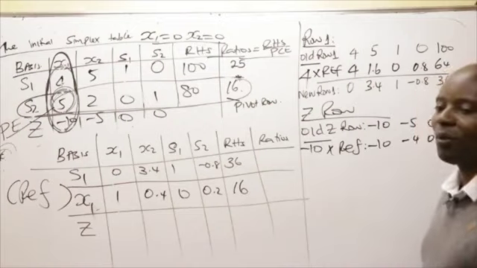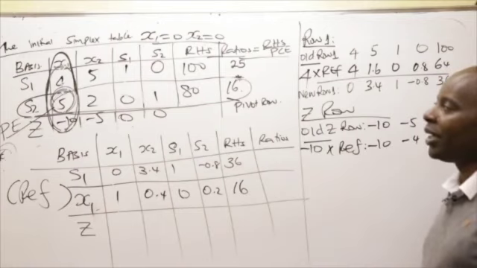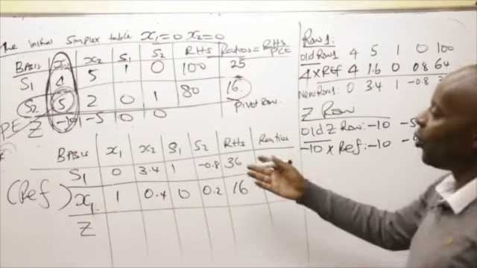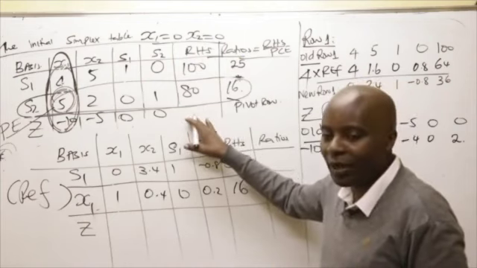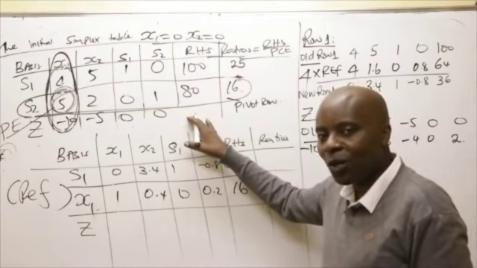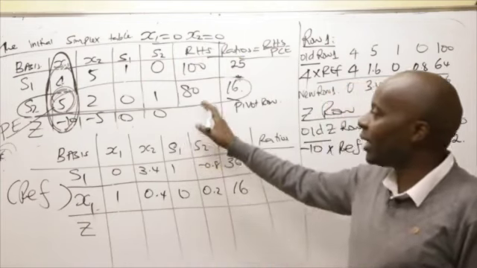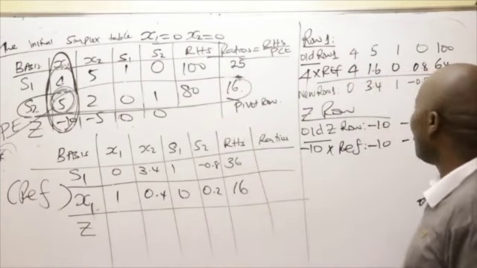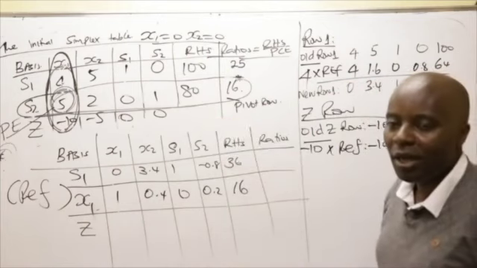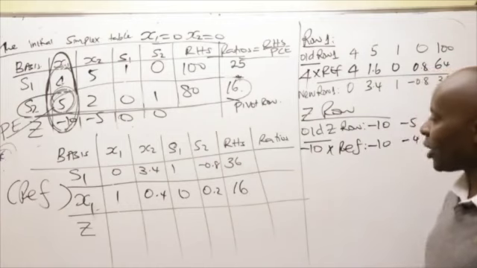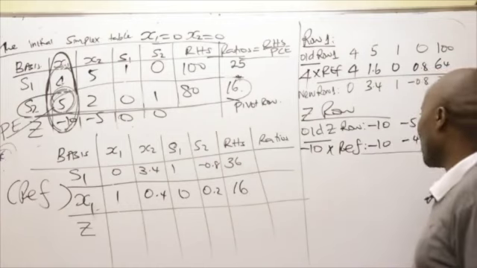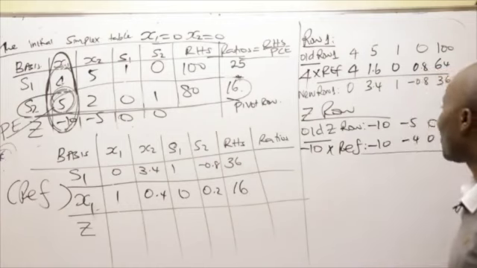Right? And then you can see that for the Z row, I'm not interested in the right-hand side value of the Z row. We are not interested with it at all. So please come and subtract for us. Kindly subtract this for us.